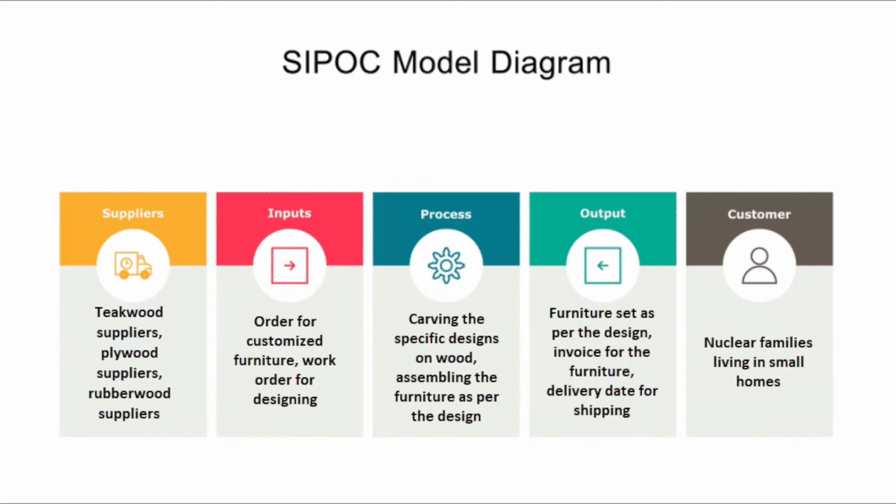SIPOC is a powerful tool for defining and mapping processes. It helps teams visualize the flow of materials, information, and actions from suppliers to customers, highlighting key inputs, outputs, and stakeholders along the way. By creating a SIPOC diagram, organizations can gain a holistic understanding of their processes, identify potential sources of variation or waste, and prioritize improvement efforts for maximum impact.